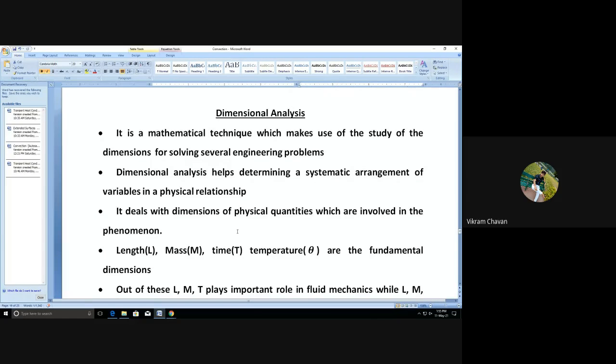Why are we considering the fluid mechanics points in this particular convection chapter? Because convection deals with the fluid only, convection happens in a fluid only, where the fluid molecules are transporting from one place to another place and they are carrying the heat with them. So that is nothing but convection.